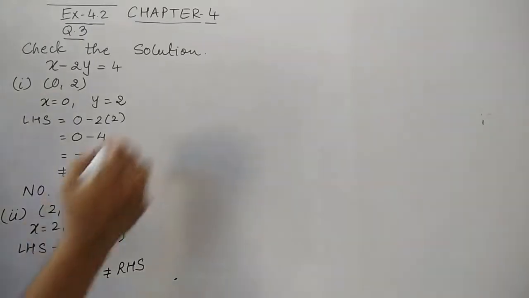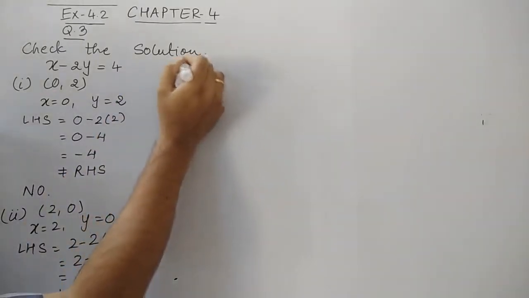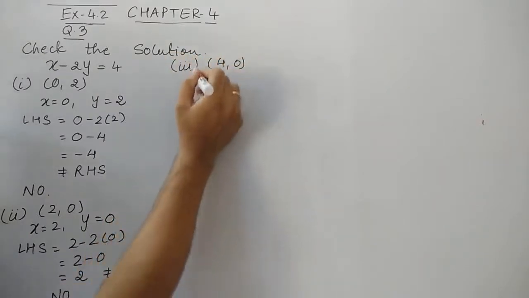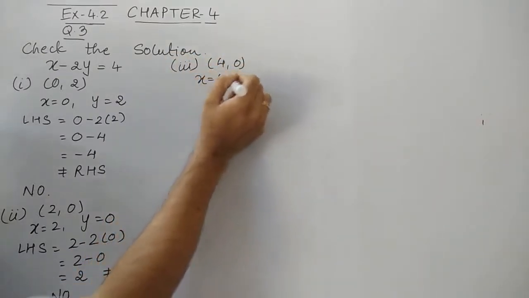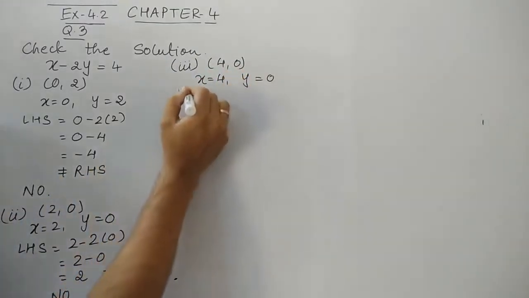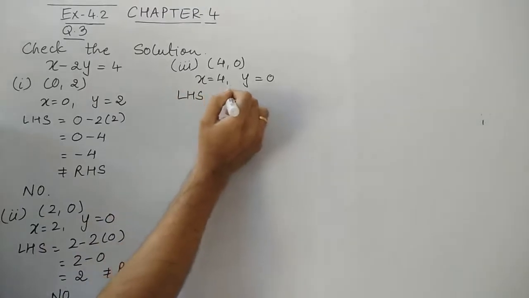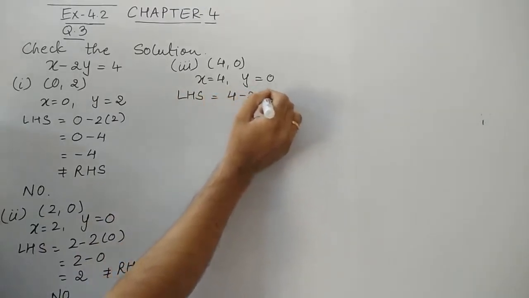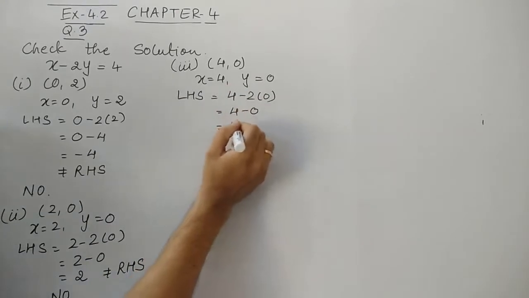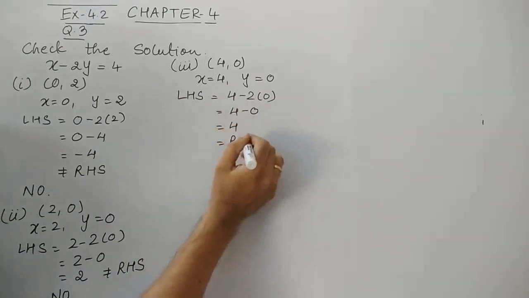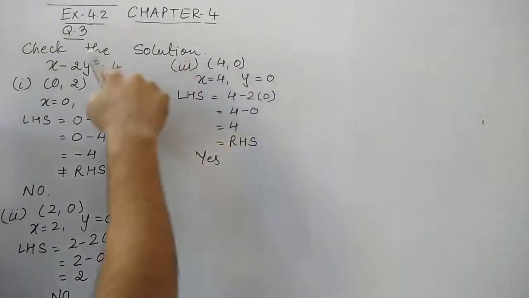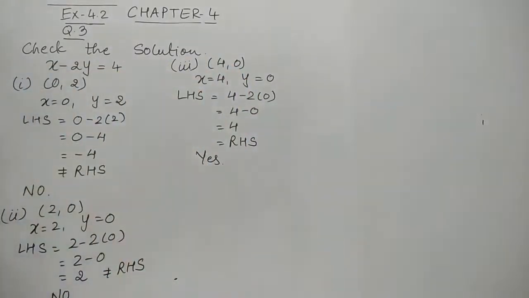We'll go for one more question. It is given 4 and 0 or 4, 0. That is x is 4 and y is 0. So now let us substitute this value in the left hand side. It is 4 minus 2 into 0. So 4 minus 0. So that is 4. You can see that is equals to right hand side. So we can say yes, the given solution 4, 0 is the solution of this equation.